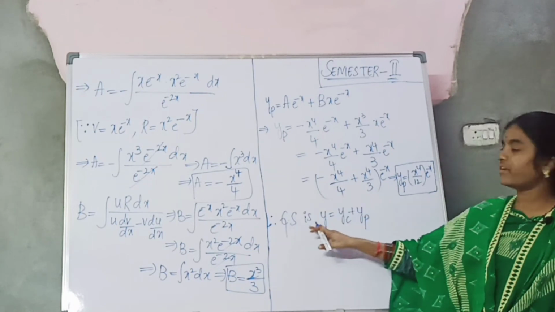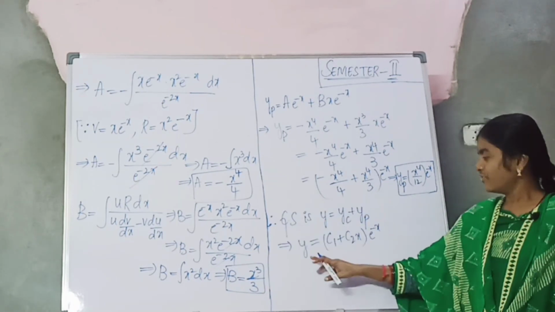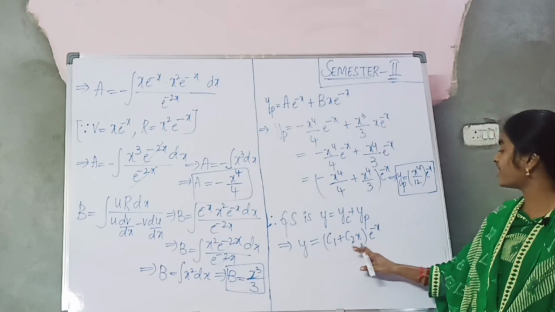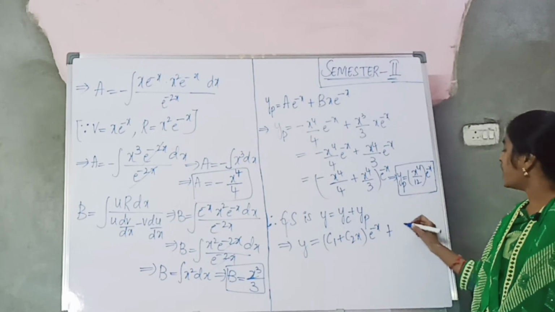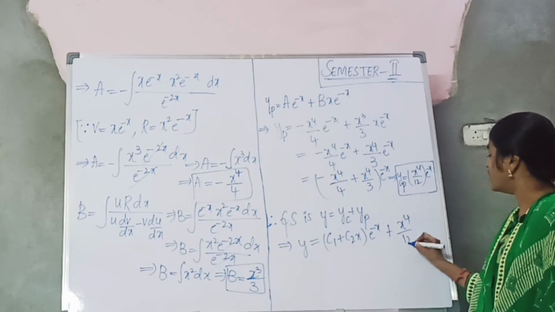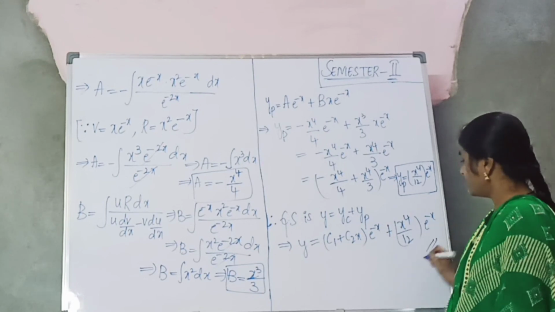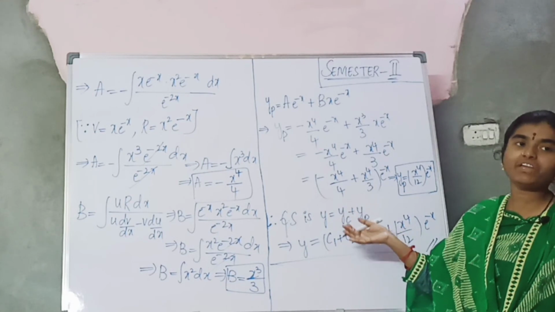Therefore the general solution is y equals yc plus yp. So y equals C1 plus C2x into e power minus x plus x power 4 by 12 into e power minus x. This is the solution. With this we have completed the method of variation of parameters.